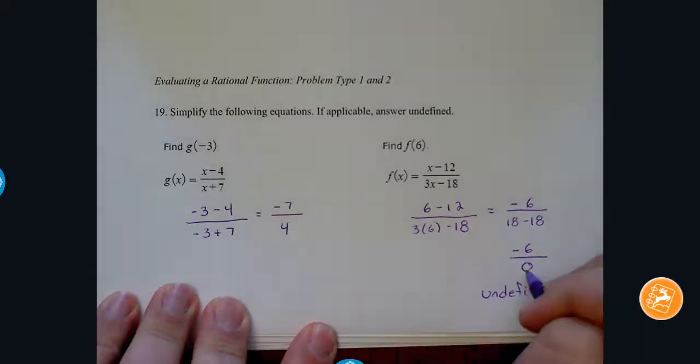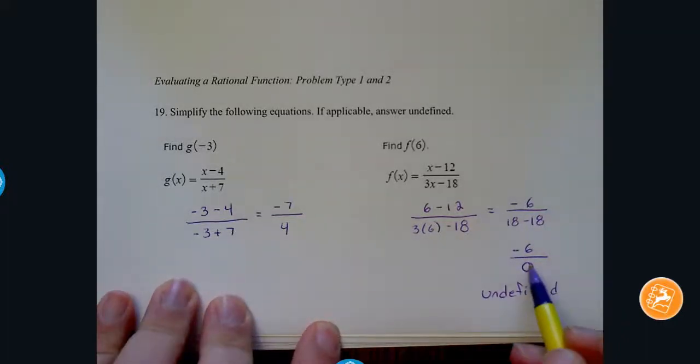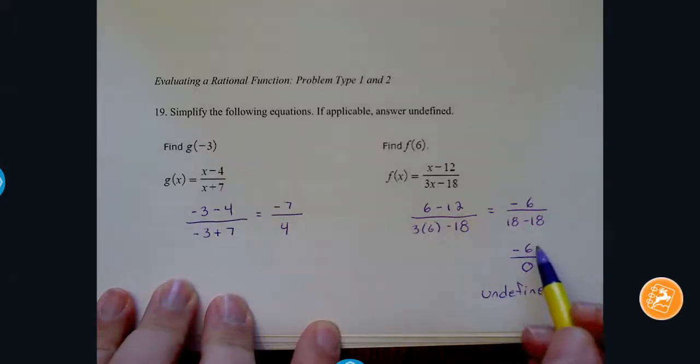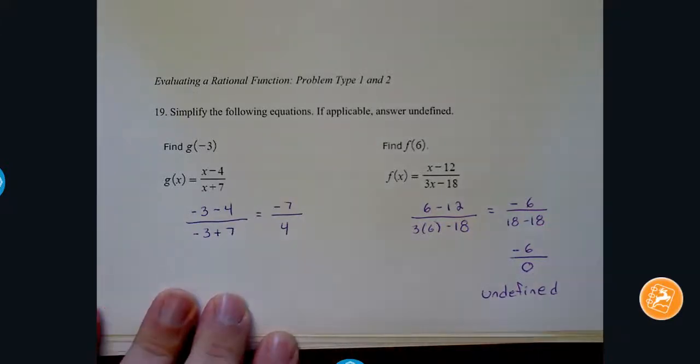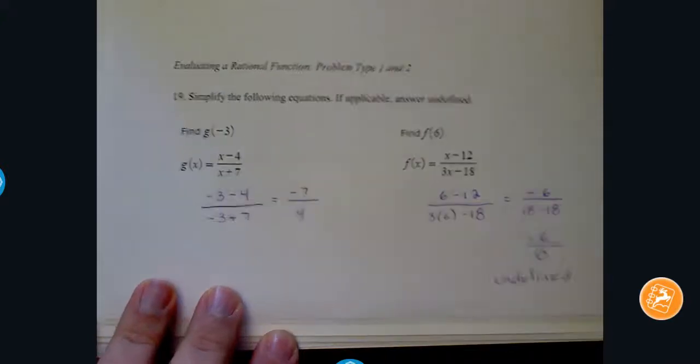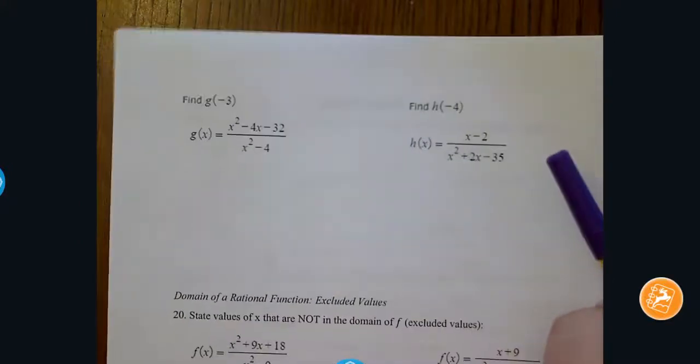Remember, you cannot divide by 0. If you have a 0 in your denominator, that's when you write undefined. A 0 in your numerator is okay, but a 0 in the denominator is undefined. Just remember that. We're actually going to talk about that in a couple topics. Here we have some more examples of those problem types 1 and 2.